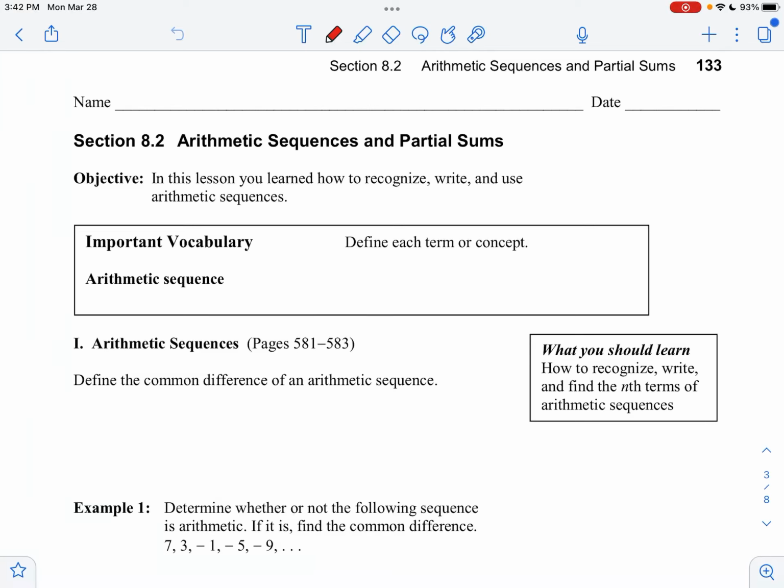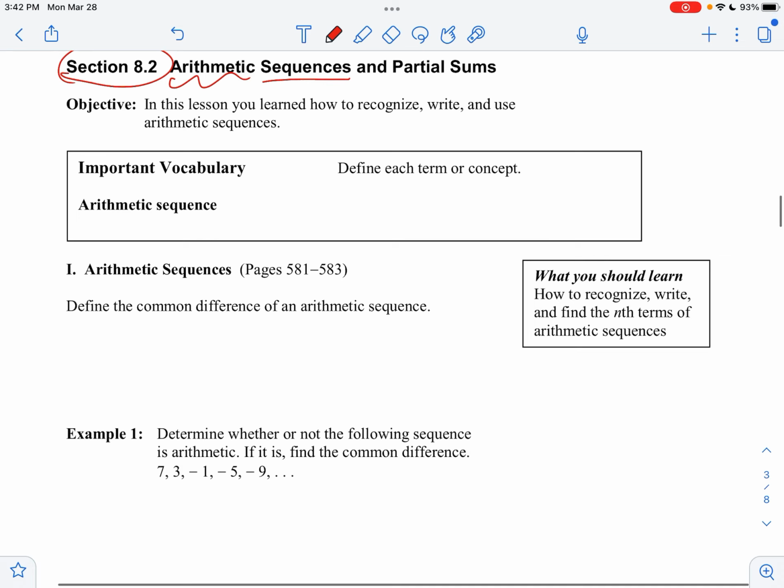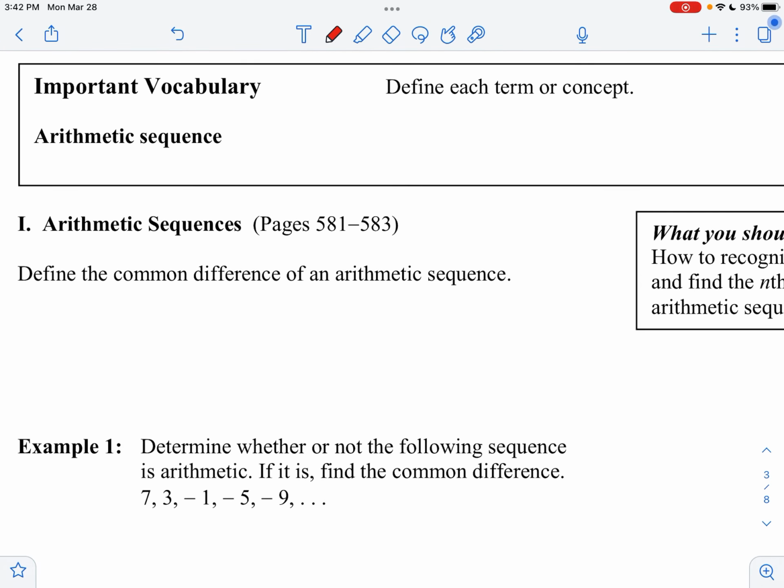Hey everybody, we are starting section 2 in chapter 8. Today we're talking about arithmetic sequences and partial sums. So let's talk about what an arithmetic sequence is.